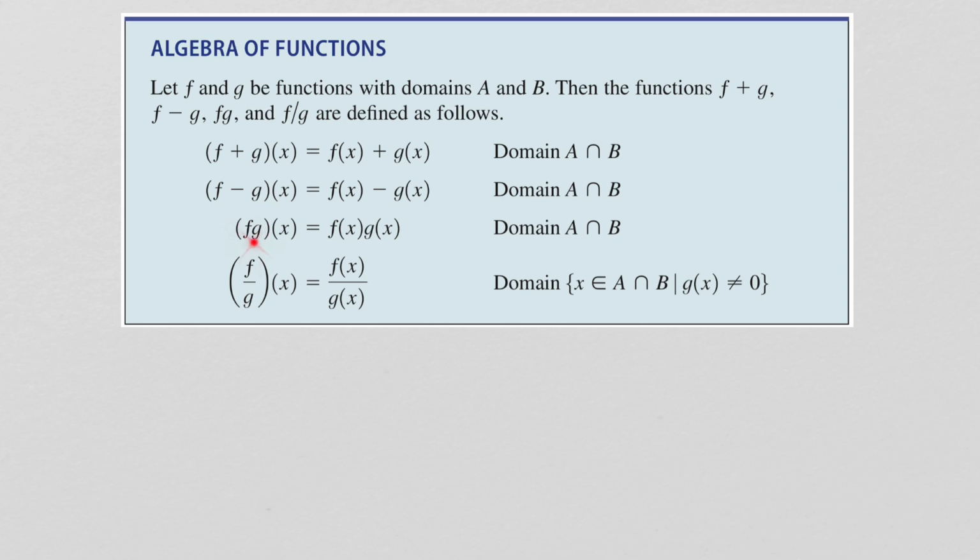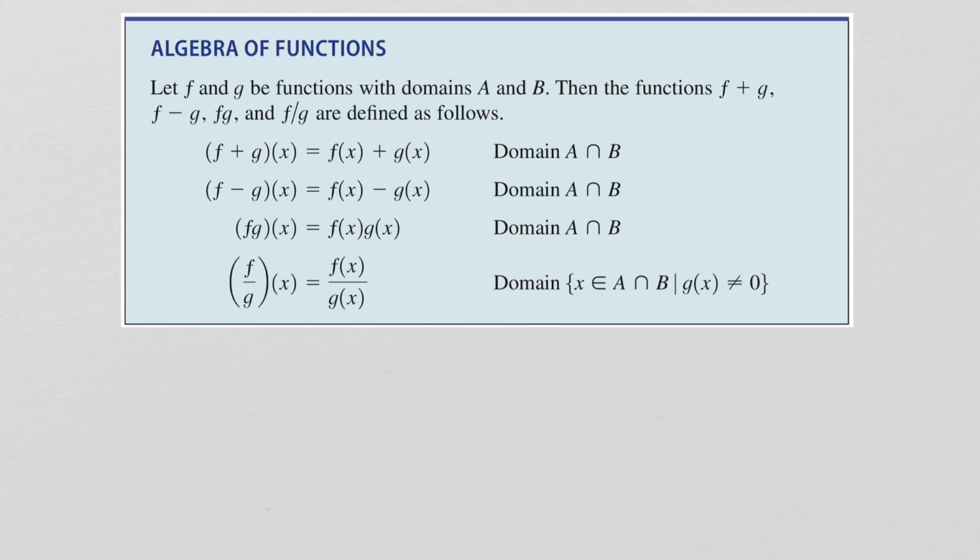The product function, fg of x, is simply f of x times g of x. And the quotient function, f over g of x, is f of x divided by g of x. And in each of these, the domain is the intersection of the domains of the independent functions. And for the last one here, we get the additional restriction that g of x cannot equal 0.